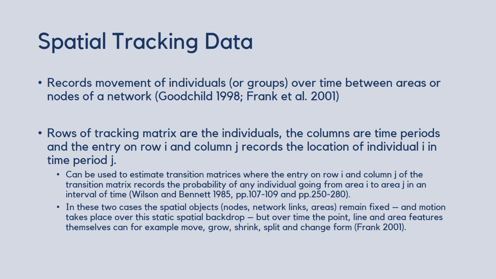So this data can be used to estimate transition matrices where the entry on row I and column J of the transition matrix records the probability of any individual going from area I to area J in an interval of time. So in these two cases, the spatial objects remain fixed and motion takes place over the static spatial backdrop. But over time, the point, line, and area features themselves can, for example, move, grow, shrink, split, and change form.